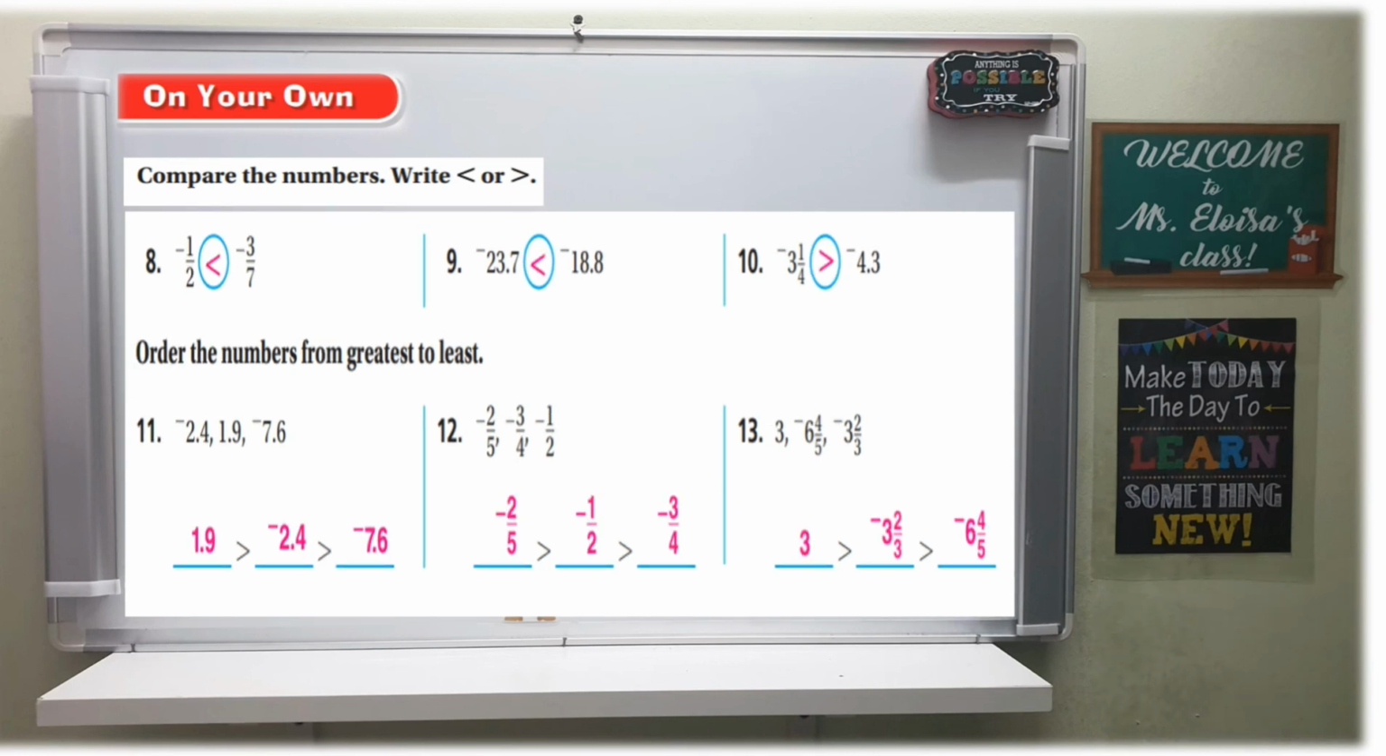And here are the answers. For number 8, that is less than. Number 9, less than. And number 10, greater than. Number 11, the greatest number is 1.9, followed by negative 2.4, and the least is negative 7.6. Number 12, that's negative 2/5, followed by negative 1/2, followed by negative 3/4. And for number 13, the greatest is 3, followed by negative 3 and 2/3, and the least number is negative 6 and 4/5. Did you get all the 6 questions correctly?